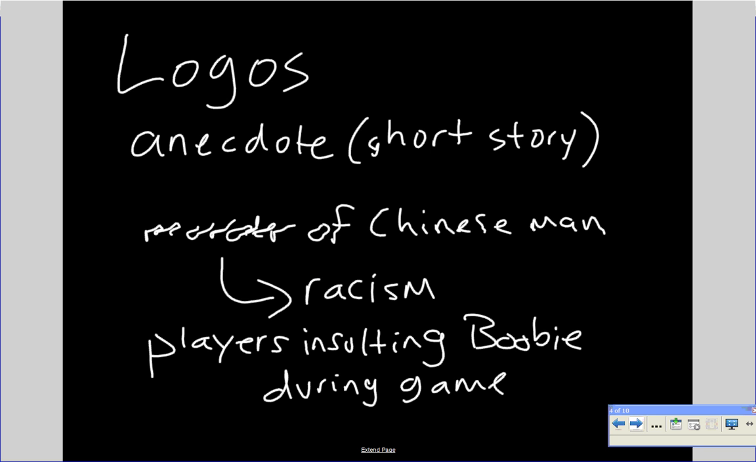Using the N-word to insult him during the game. So you go from these two pieces of information that I've given you, you think about a story. Oh, I remember the story of that Chinese man that was murdered. Now, what is he using that to do? Why did he put that on the page? I think he put that on the page to show the injustice and racism of Odessa.